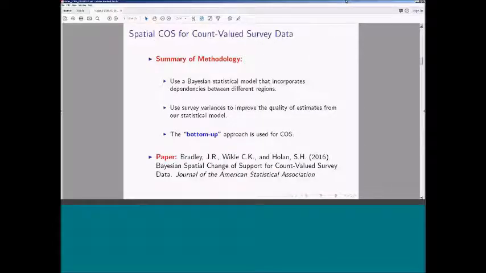In the work that we published in JASA, we did a Bayesian spatial change of support model for count-valued survey data. The reason that's interesting is that we use a Bayesian statistical model that incorporates dependencies between different regions. But if you think about it, you're going to do this change of support, and you want to account for the sampling error variance that comes in from the direct estimate, then how are you going to do that in a count data setting? And so we developed a method that used the survey variances to improve the quality of the estimates from our model. And this methodology uses a bottom-up approach.